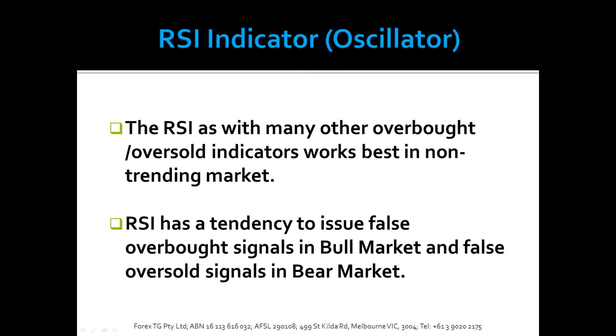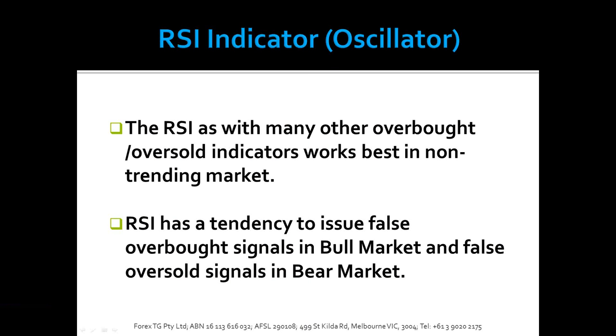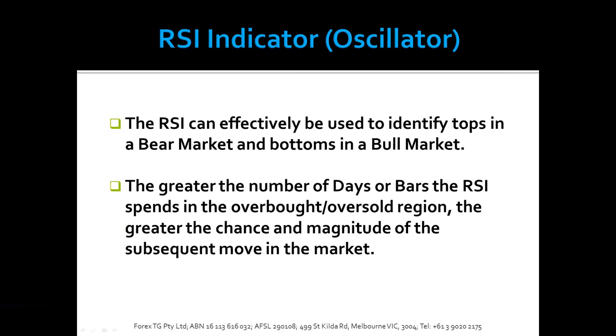Now, the RSI has a tendency to issue false overbought signals in a bull market and false oversold signals in a bear market. Therefore, it should not be used as a standalone indicator. The RSI can effectively be used to identify the tops in a bear market and bottoms in a bull market, in other words, the beginning and ending of a trend. The greater the number of days or bars, as you might want to call them, the RSI spends in the overbought or oversold region, the greater the chance and the magnitude of the subsequent move in the market. In other words, the longer it stays at the bottom, it's most likely to go up to the top, and vice versa from the top to the bottom.